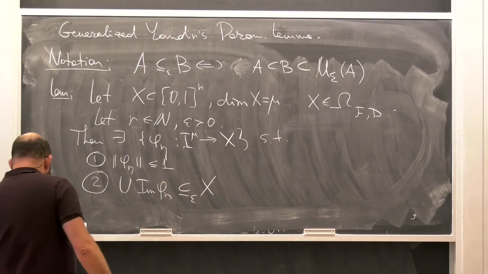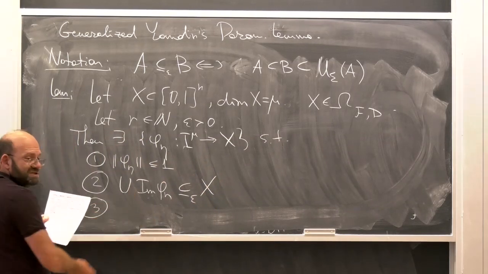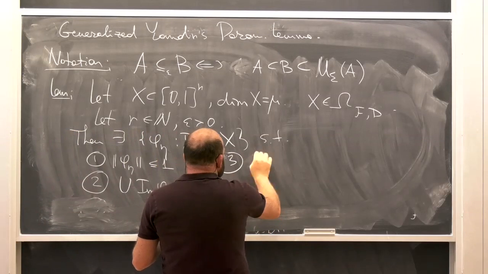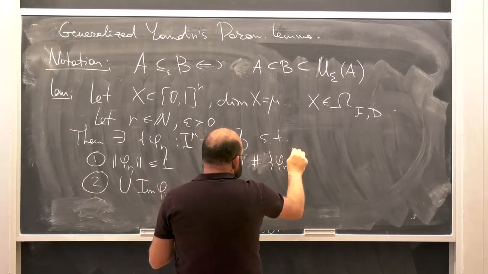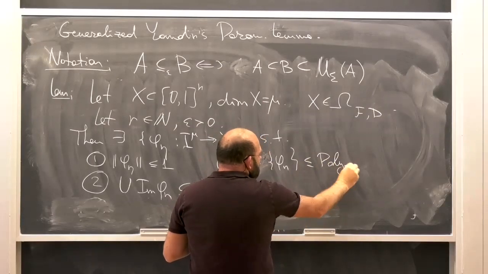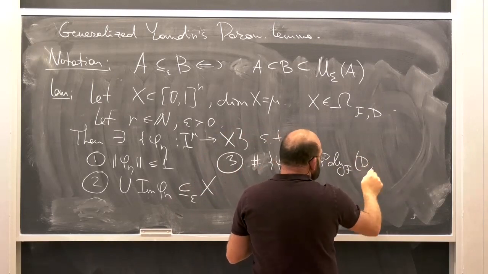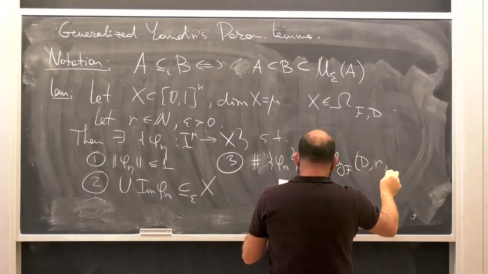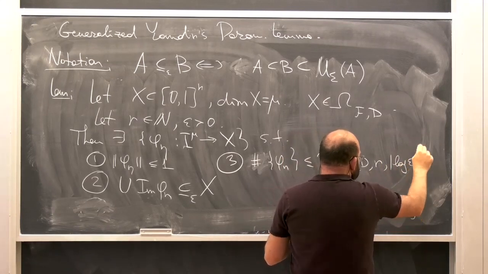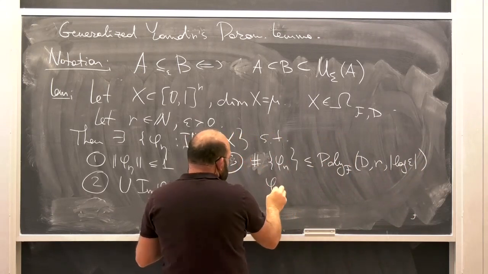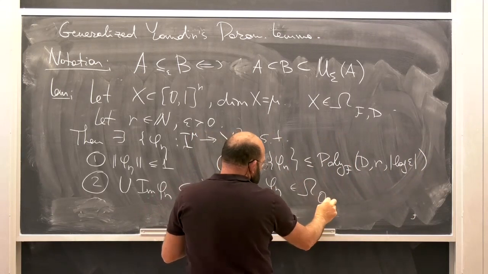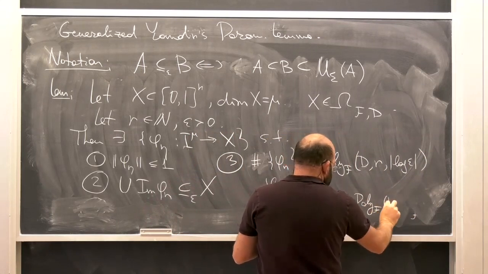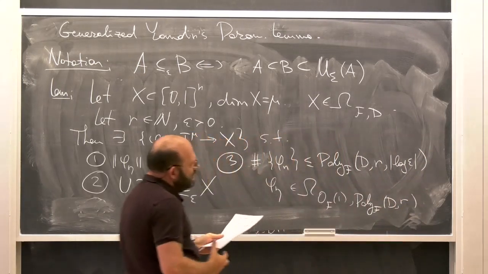And then the third is the quantitative bounds. The number of phi eta is less or equal than a polynomial in the degree, the order of smoothness, and log epsilon, and the maps themselves have format comparable with the set itself.